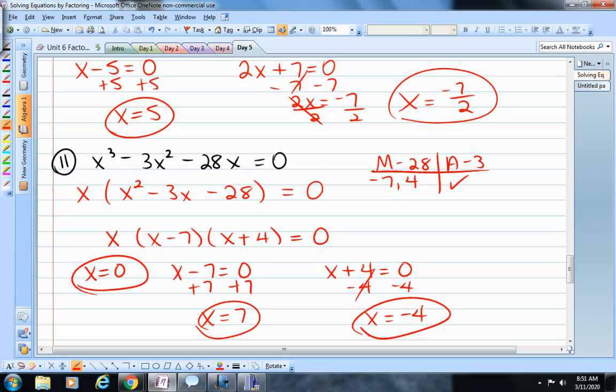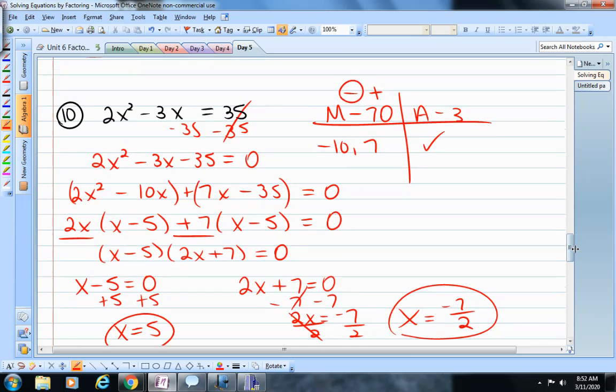Can I give y'all a clue? Most of ours have had 2 solutions, right? This one has 3. What was our highest exponent in the original problem? In that one, the highest exponent was a square. How many solutions did we get?